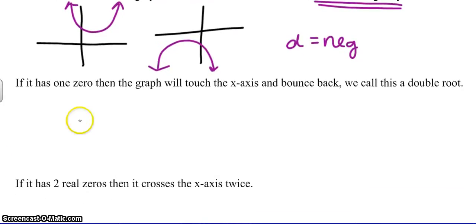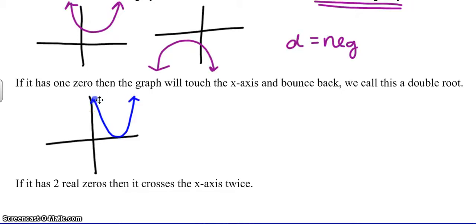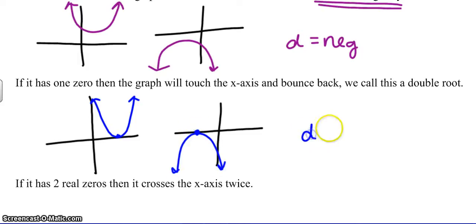If your quadratic equation has 1 zero, then your graph will touch the x-axis and bounce right back, either opening up or opening down. Okay, in which case your discriminant would have been equal to 0. We call this root right here, wherever it ends up being, a double root, because it counts as an answer twice.